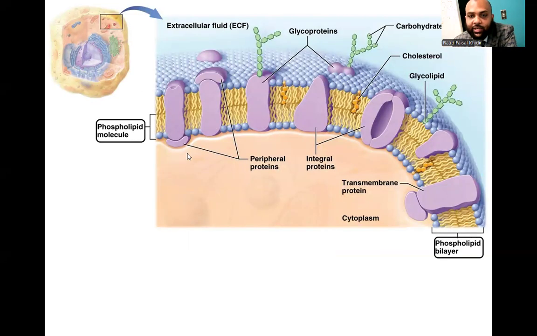So these are peripheral proteins. Peripheral proteins stay on the outer leaflet or the inner leaflet, and the transmembrane proteins, also known as integral proteins, span both leaflets of the bilayer. On the top, you have sugars attached to proteins known as glycoproteins and sugars attached to the lipids, and these are known as glycolipids. And both of them, glycoproteins and glycolipids, are known as the glycocalyx.